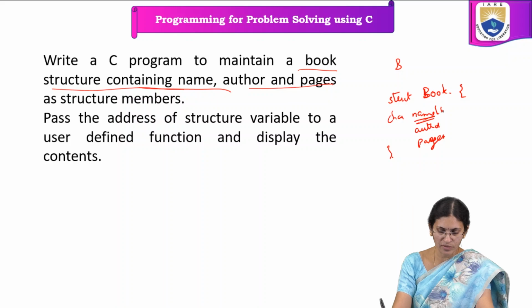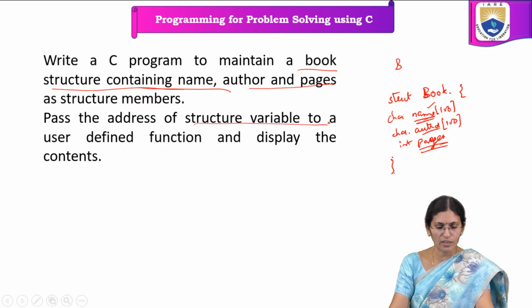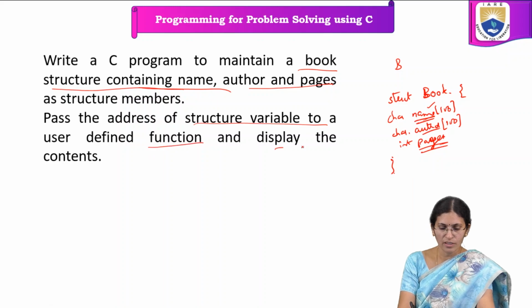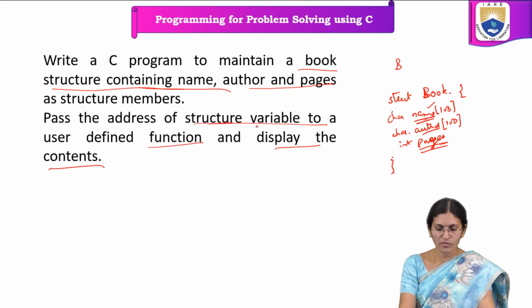So char name, and specify the size. Author is also a name, the name of the author, and this is the name of the book. This is the author name, so this is also a character array. And the last one, number of pages. The data type it should hold is integer, so we should declare it in this way. Then pass the address of the structure variable to the user defined function and display the contents. So here we are passing the address of the structure variable.